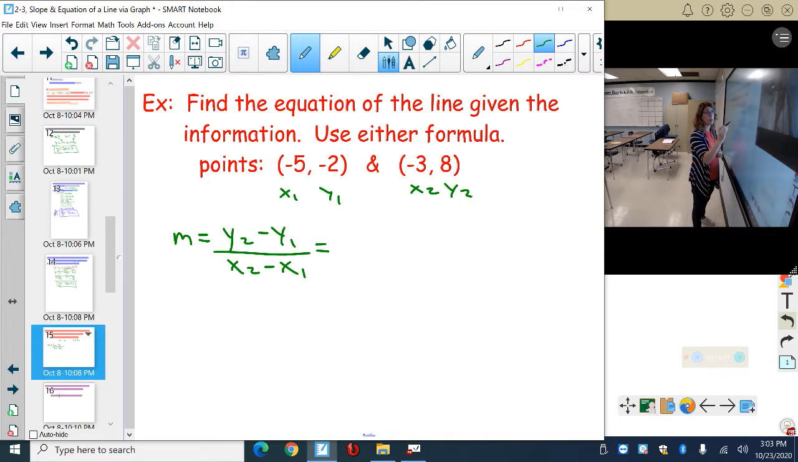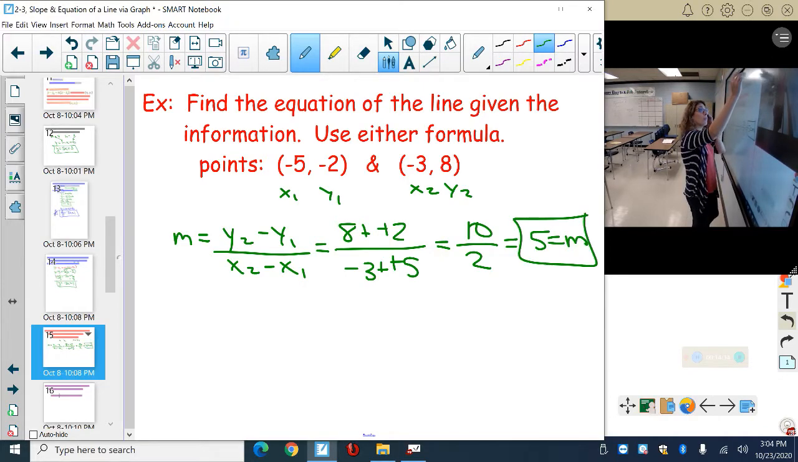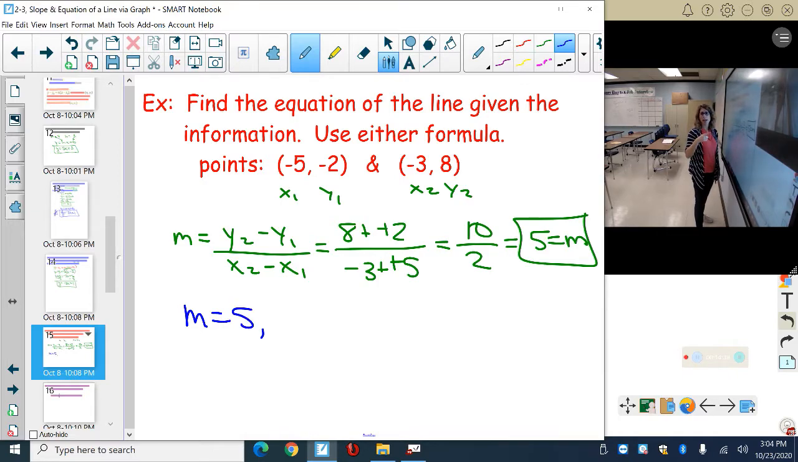And I'm simply going to plug and chug. 8 minus negative 2, negative 3 minus negative 5. Double negative is a positive, double negative is a positive. 10 divided by 2 is 5. That is your slope. Now folks, I'm going to take that slope and I'm going to choose a point.